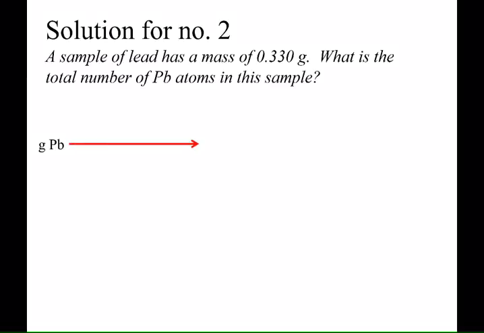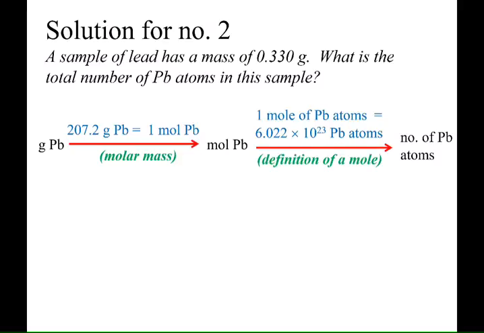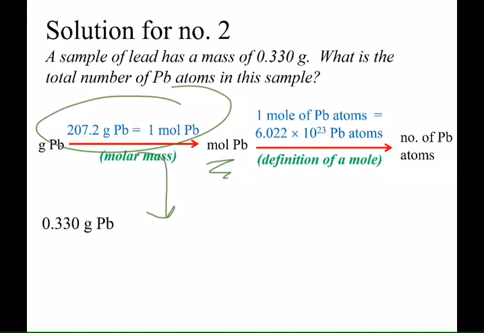So we can go from grams to moles using the molar mass of lead again. And how are we going to go from moles to atoms? We're going to use Avogadro's number. Very good. All right, so what's our first term going to be? It's going to be that 0.330 grams of lead, and I would usually put that over 1. Now our first step is to go from grams to moles using the molar mass. So what does that look like?